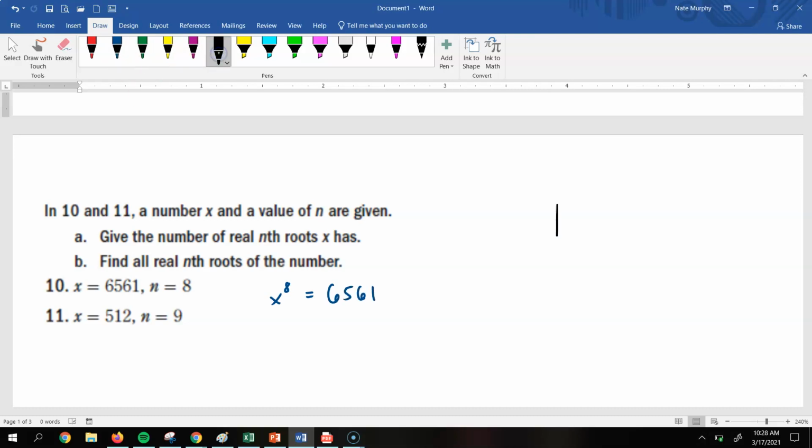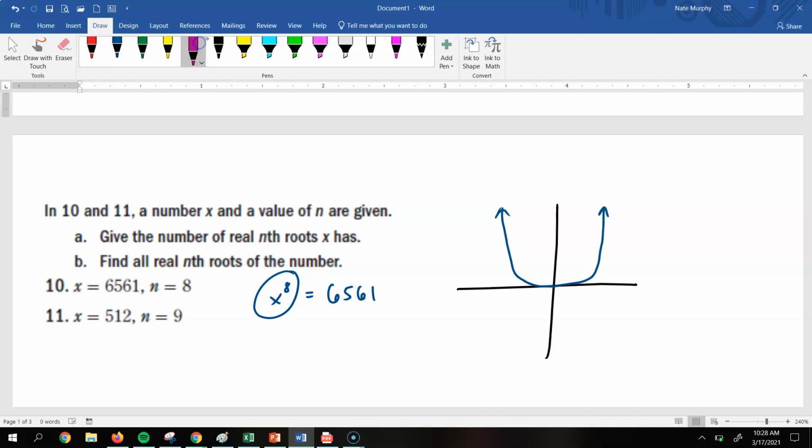And graphically, anytime we have an even power, if I were to break this up into 2 graphs, x to the 8th would look like this. Kind of parabolic in a sense, but it looks more like a bucket, because the larger that even exponent gets, the less rounded it becomes there at the vertex. And then y equals 6,561 would be a horizontal line, going through where y is 6,561. The purpose is just to help us see how many solutions there are. So we could see that there would be 2 possible solutions.